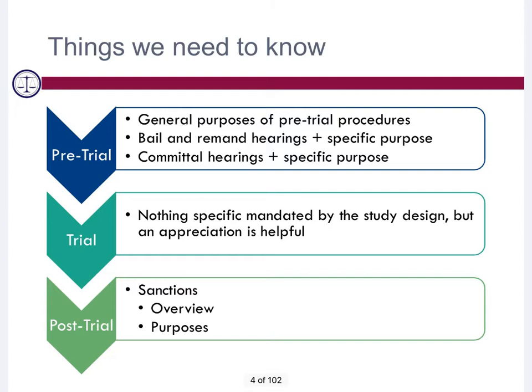In terms of the things you're going to need to know for this topic, you're going to need to know about pretrial procedures, which is going to include the general purpose of these procedures, as well as we're going to specifically look at bail and remand hearings, as well as committal hearings. In terms of the actual trial process itself, there's nothing specific mentioned in the study design, but we'll go over a broad overview because it will be helpful for you. And finally, you're going to need to know about post-trial procedures, which will include a look at sanctions.